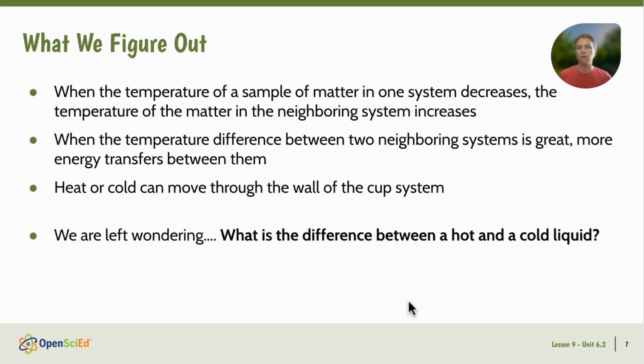So we figure out that when the temperature of a sample of matter in one system decreases, the temperature of the matter in the neighboring system increases. When the temperature difference between the two neighboring systems is great, more energy is transferring between them. And hot or cold can move through the wall of the cup system. So we are left wondering, what's the difference between a hot and a cold liquid?